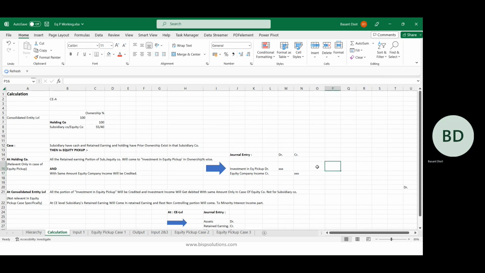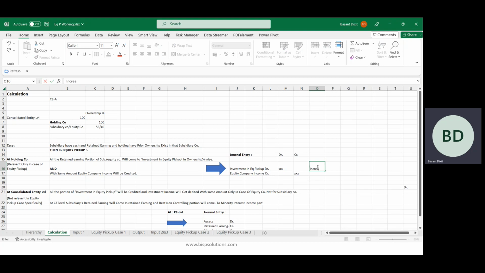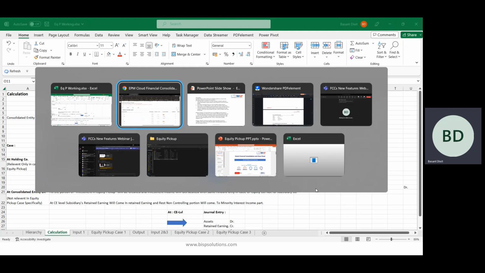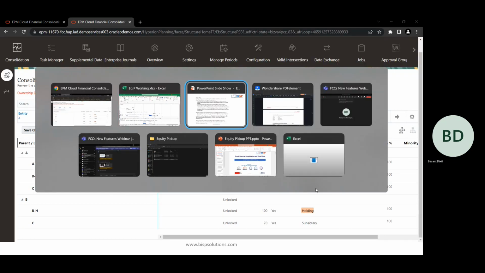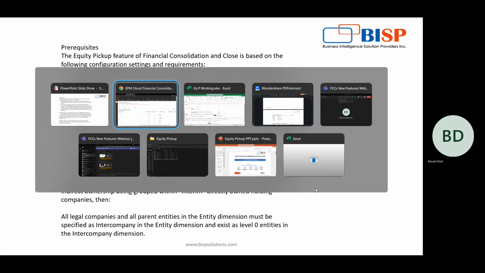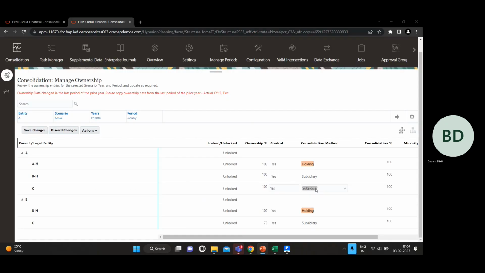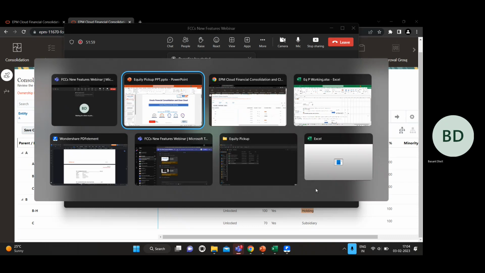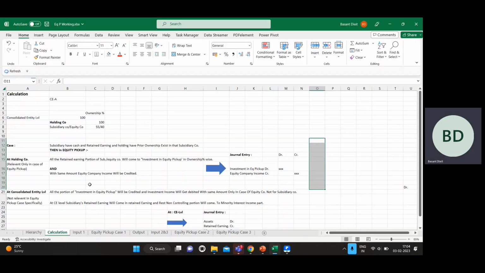So in this case, this is an increase, and this is also an increase. As you all know, whenever assets are debited, they increase the assets, and whenever liabilities are credited, they increase the liabilities. Okay, so let's move on further.